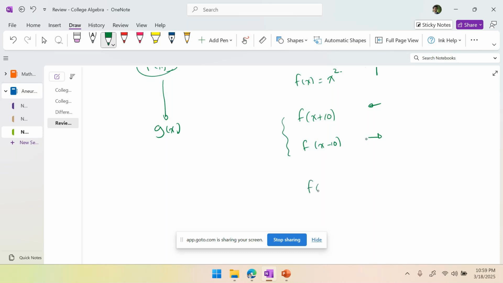And then another type of transformation is you can add the number outside. So here the formula will look like this, or like this. Now here you will have the formula like this, or if you subtract, you get x squared minus 10. Okay, so for this it moves either up or down, right?